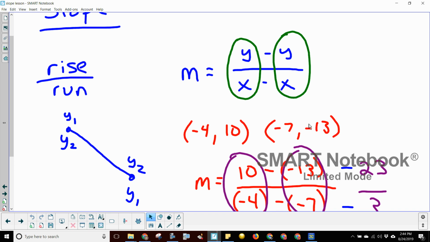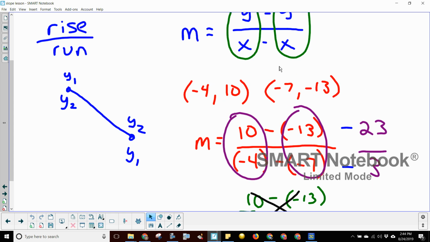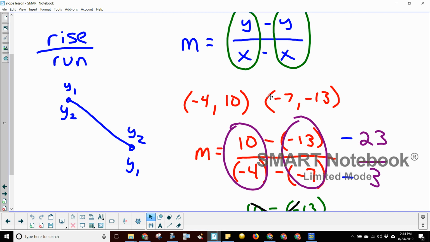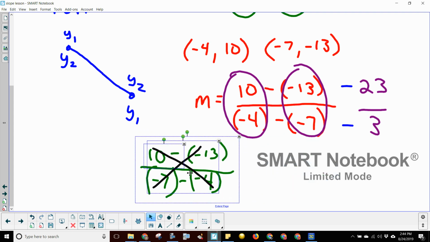So like if I have these 2 points here, -4, 10 is on top of each other, and -7, -13 is on top of each other. Now also notice I did not circle the subtraction sign. The subtraction sign is always there. So if you have negative numbers, just put them in parentheses. It'll be a lot easier that way. Just don't crisscross them at all. But when you do minus a negative, you're really just adding.